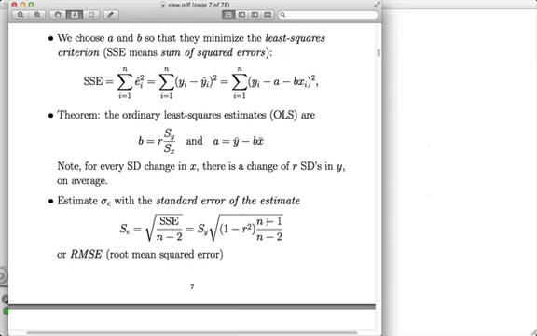You can do some algebra and show that this is equivalent to this expression involving the correlation. This is a very important quantity. It will appear in all regression output. Unfortunately, different output will call it different things. Sometimes it'll be called the standard error of the estimate. Sometimes it'll be called root mean squared error. Sometimes it'll be called the residual error.